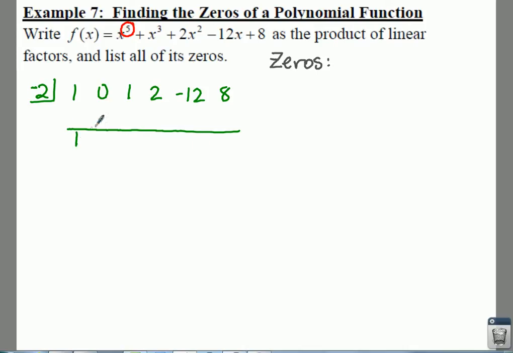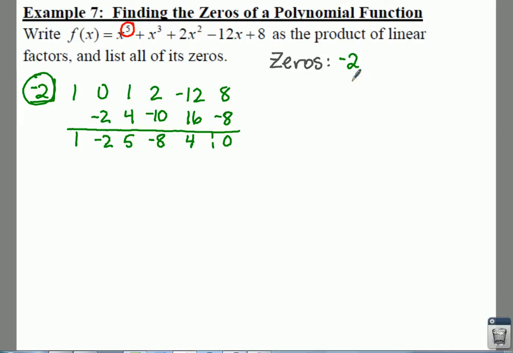And so you bring down the 1, do all your multiplication and adding and multiplying again. Gives you 16, you get a +4, -8, and you get a 0. So that means that one of our zeros is at -2.